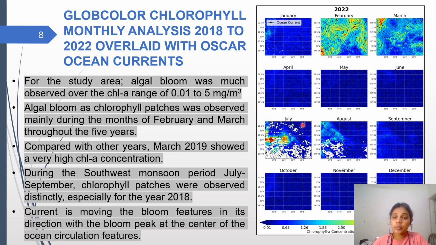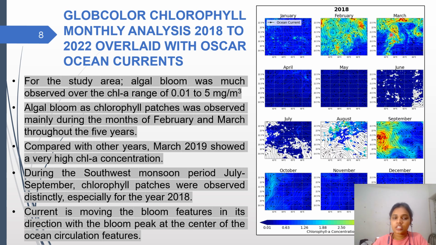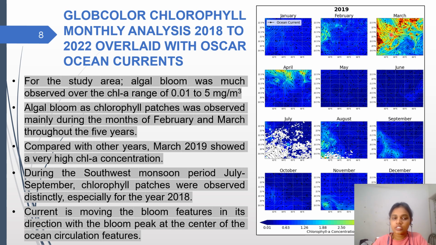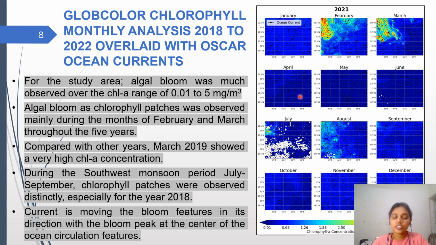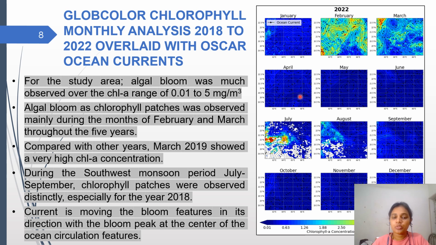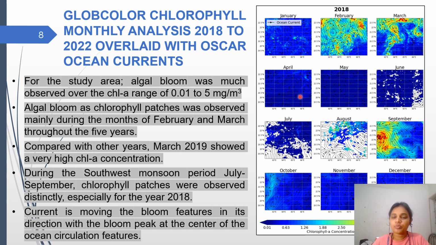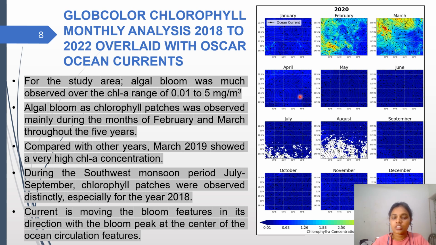Compared with other years, March 2019 showed a very high chlorophyll concentration. Another finding was that the current is moving the bloom features in its direction, with the bloom peak at the center of the ocean circulation features.